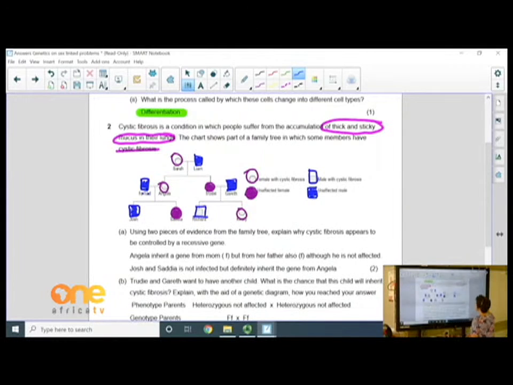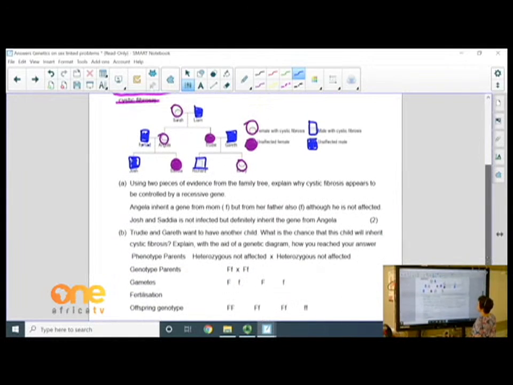So, use 2 pieces of evidence from the family tree explaining why cystic fibrosis appears to be a recessive gene. A recessive gene means that when the gene is paired with another recessive gene, we will see the disease; the phenotype of the person will be cystic fibrosis. When it has the dominant, not affected gene, that person will not be ill.